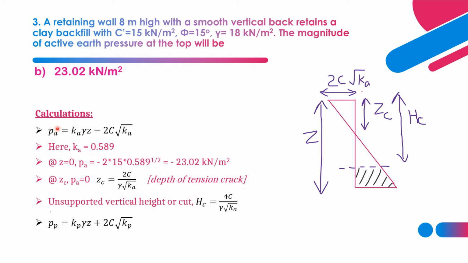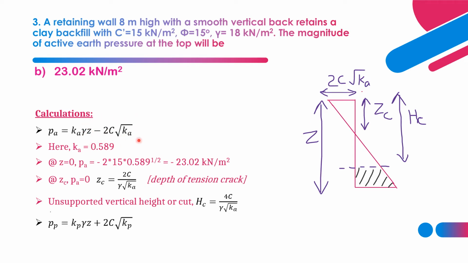So the active earth pressure is given by using this formula: Ka into gamma z minus 2c root Ka. That is nothing but Ka into the vertical effective stress, that is gamma into z. Since there is no mention of a water table, we can use the given unit weight as such. So that's why Ka into gamma into z minus 2c root Ka.